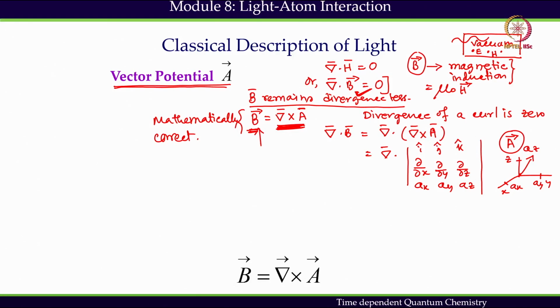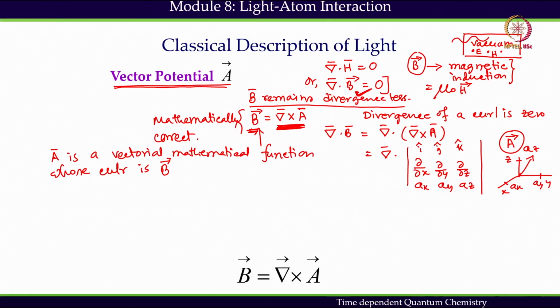And at this point, we can assume that A is just a mathematical function whose curl is B. So A, what is A? A is a mathematical function, a vectorial function definitely, whose curl is B. So it's representing B basically in terms of this curl notation.